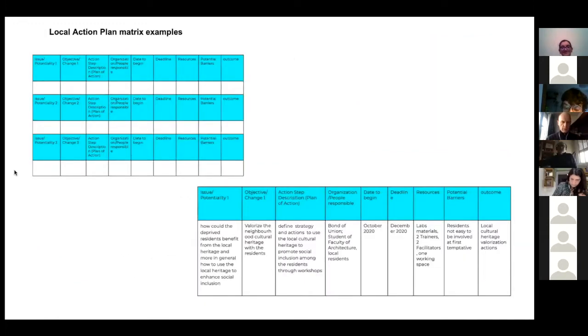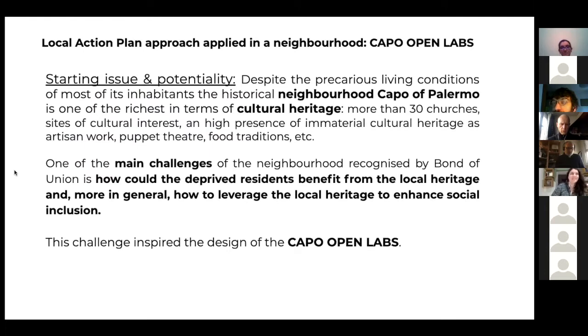Then I give you an example of what we call a local action matrix, but you can also find it on the web. It's an example, but you can of course adapt it to different or several projects. Then, what is the introduction to the local action approach? In some way we use this approach in a couple of labs that Giancarlo, Paola, and the others will explain to you later in some minutes.